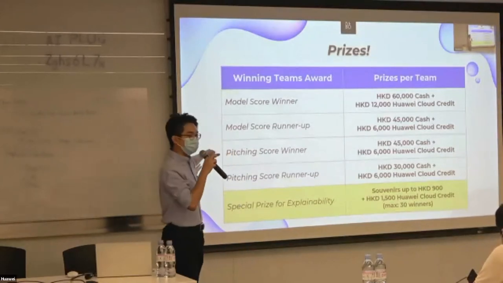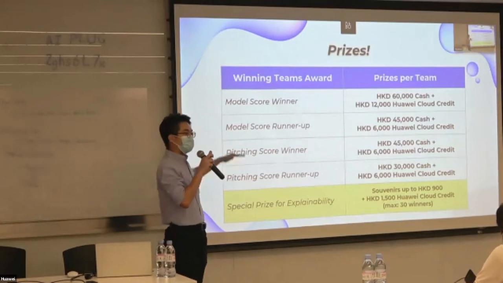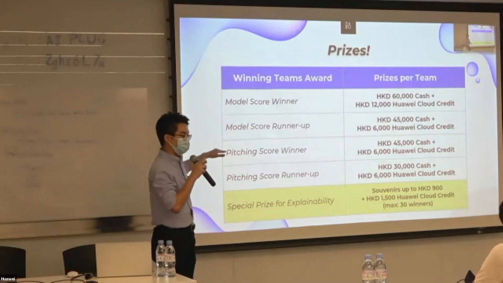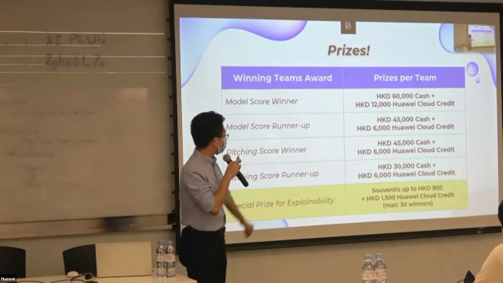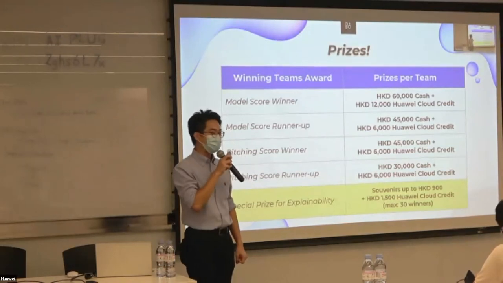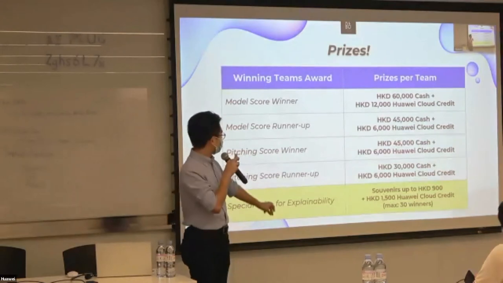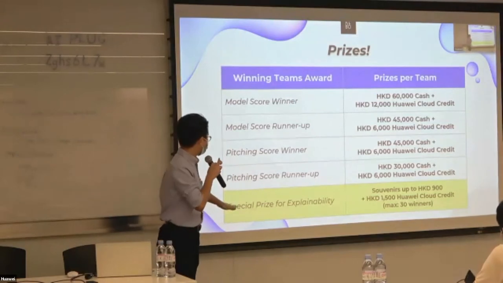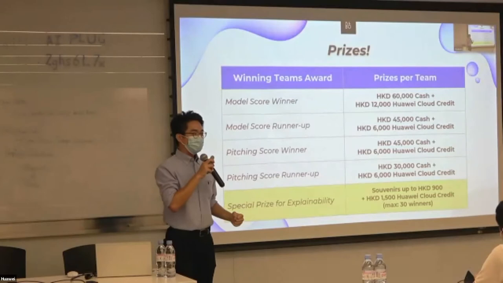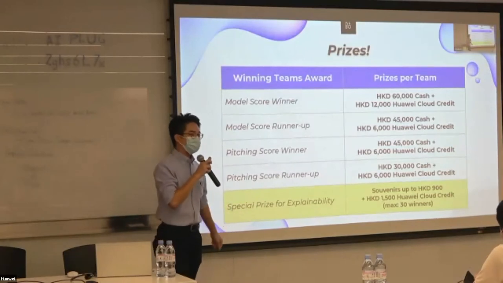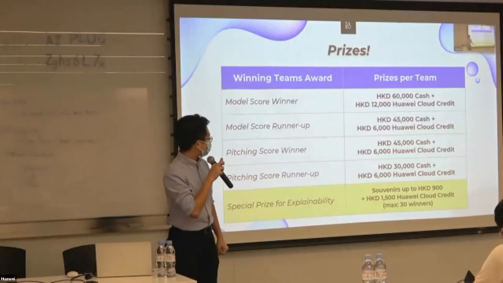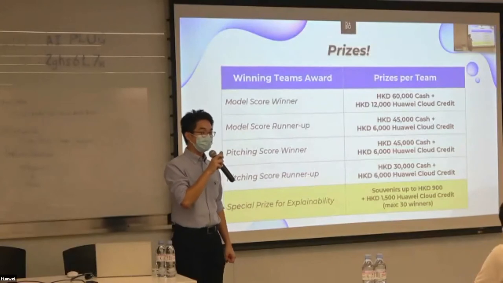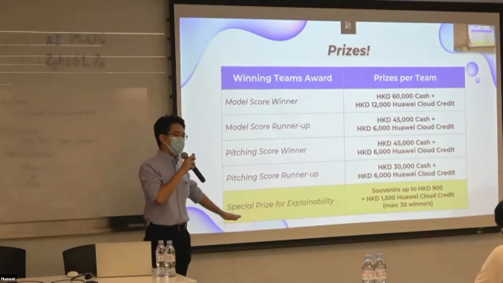If you enter the pitching stage, we will evaluate your pitching separately from the model score, so you have another chance to get prizes. For the pitching score winners, 45,000 cash and 6,000 Huawei Cloud credit. For the runner-up, 30,000 cash and 6,000 Huawei Cloud credit. And importantly, for each team, if you submit your model with the explainable score, you will get a special prize: around 900 Hong Kong dollars of souvenirs and also 1,500 credit per team. So it is not difficult for you to obtain this one.